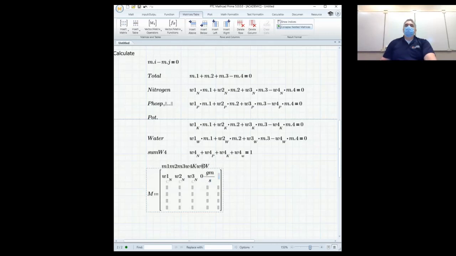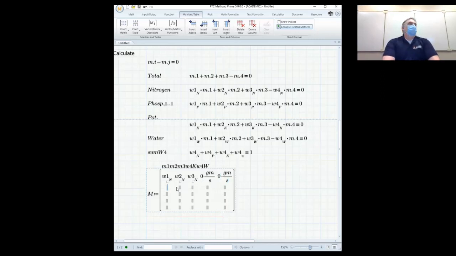And then there's no W4, because W4K and W4W have no units. You need to have units down here. M1 has units of mass per time. The weight fraction doesn't, so you don't need to put one here because the M1 already has units. So there's no W4W, so 0 grams per second here.